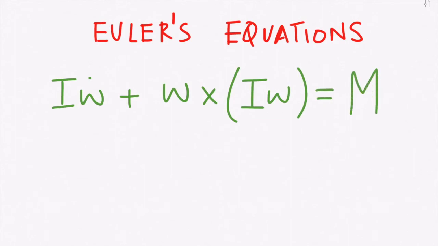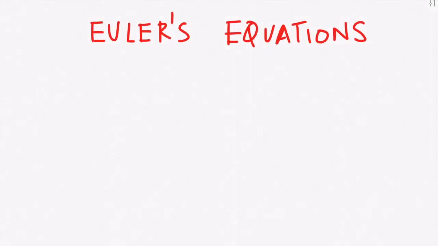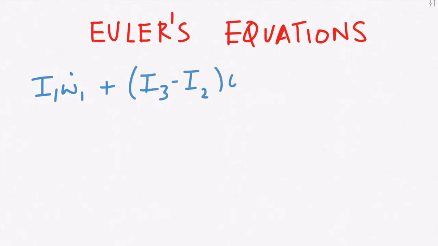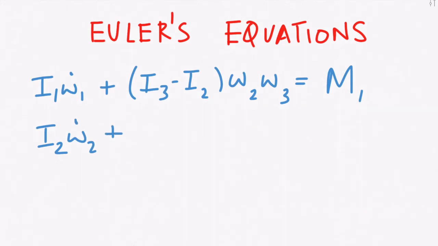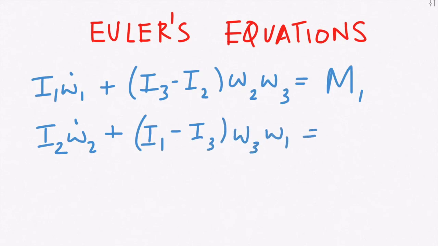The general form of the equation is this, where M is the applied torque, I is the inertia matrix, omega is the angular velocity about the principal axis, and omega dot is the time derivative of omega. Applying this to the three dimensions of the coordinate system, we get these equations, where M_k are the components of the applied torques, I_k are the principal moments of inertia, and omega_k are the components of the angular velocity about the principal axes. Here, we assume that I1, I2, I3 denote the object's principal moments of inertia, and we assume I1 is greater than I2, which is greater than I3.